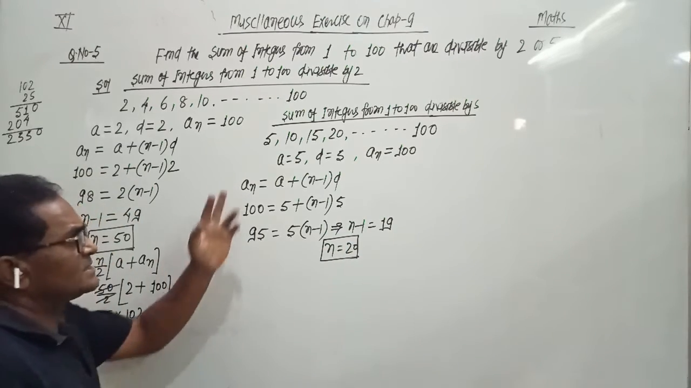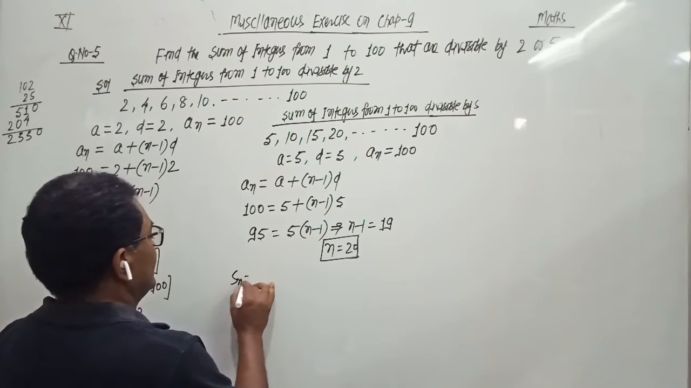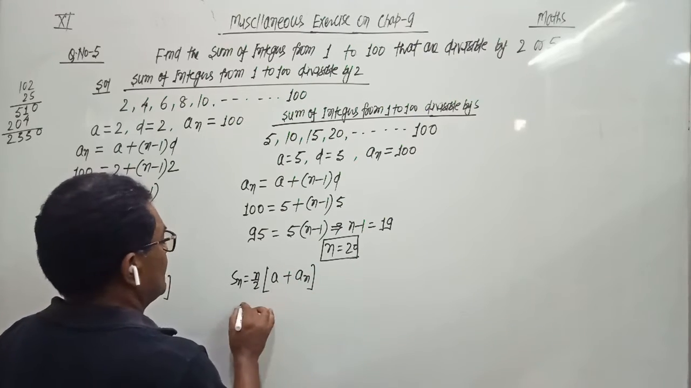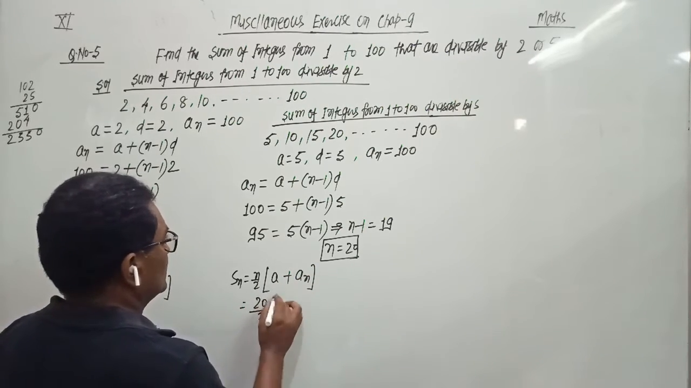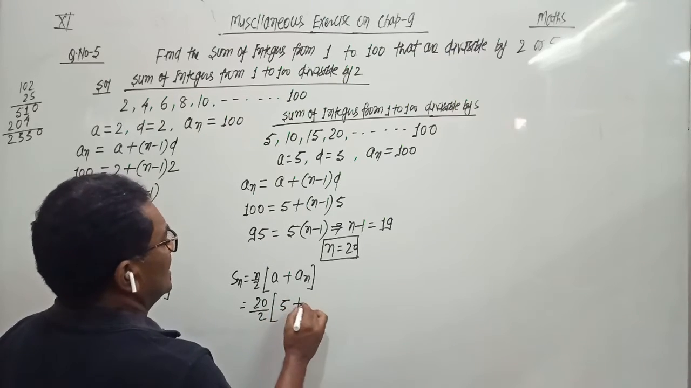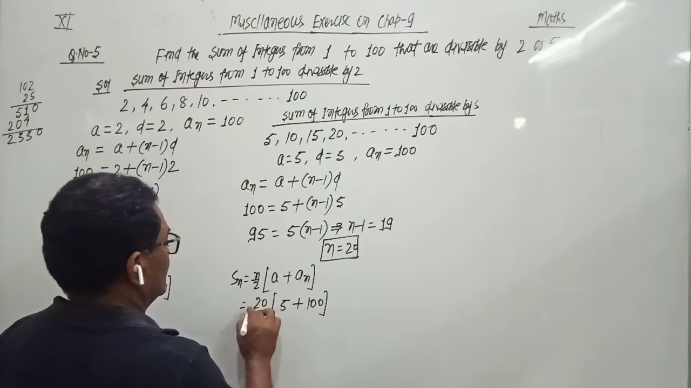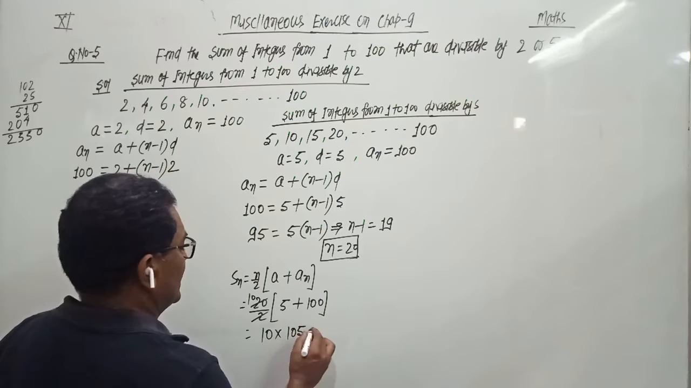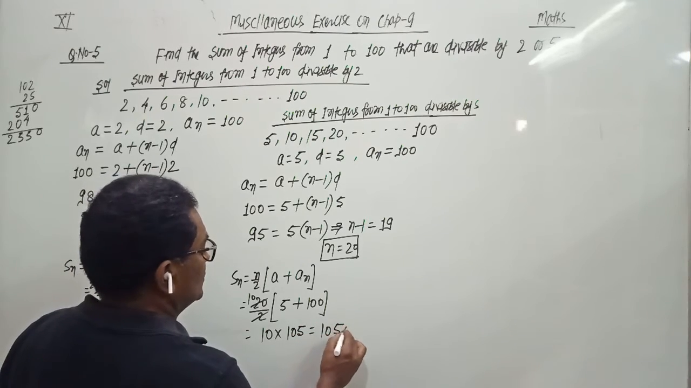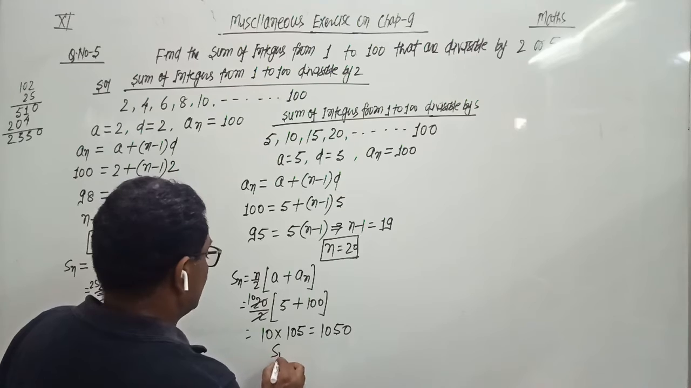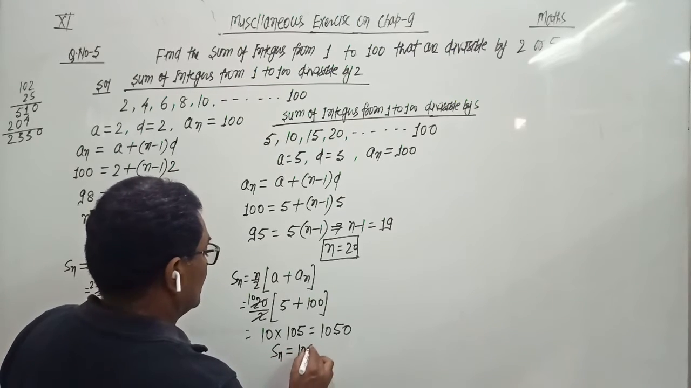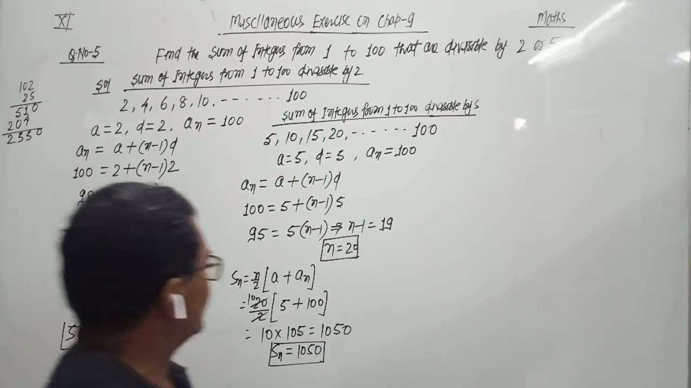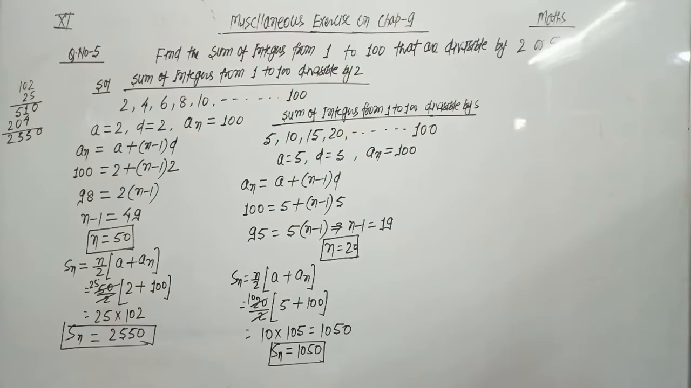Then we calculate their sum. Sn equals n by 2 into a plus an. 20 by 2, the first term is 5, the last term is 100. Then we get 10 into 100 plus 5, 105, and that is 1050. So the sum of numbers from 1 to 100 that are divisible by 5 is 1050.